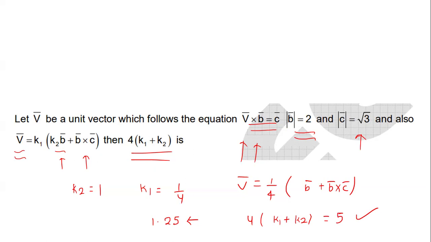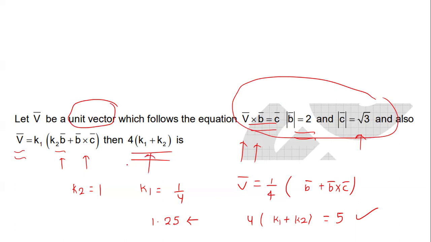So in this way, using all this information, we can easily find out the k1 plus k2 multiplied by 4 value, which is 5. So in this way we can solve this.